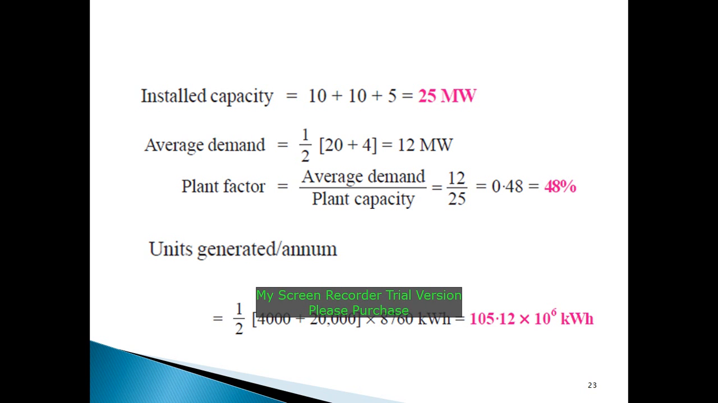The plant factor is average demand divided by plant capacity. Average demand is 12 and the plant capacity, the installed capacity, is 25. The plant factor is 0.48, in percentage 48%.